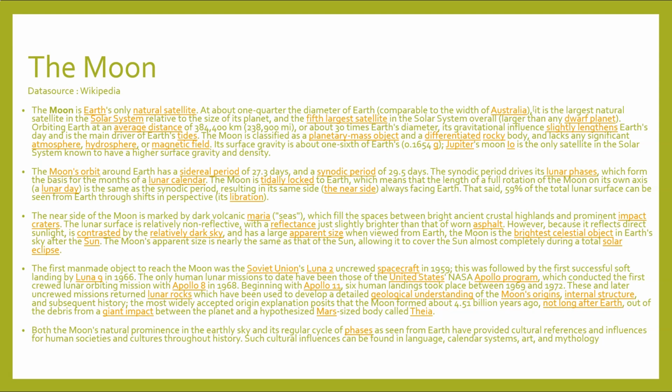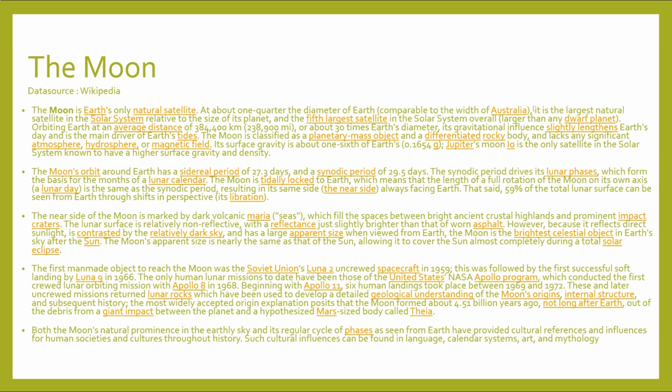3,84,400 kilometers, that's about 2,38,900 miles, or about 30 times Earth's diameter. Its gravitational influence slightly lengthens Earth's day and is the main driver of Earth's tides. The Moon is classified as a planetary mass object and differentiated rocky body, and lacks any significant atmosphere, hydrosphere, or magnetic field. Its surface gravity is about 1/6 of the Earth's, 0.16454 g.